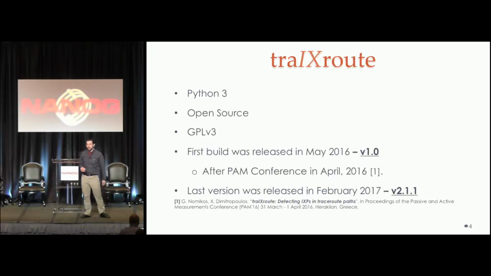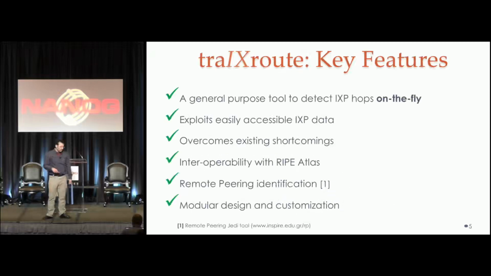So, in this work, we propose a new tool, traIXroute, to detect and identify if and at which hops in the traceroute path we have crossed an internet exchange point. We developed this tool in Python 3. Of course, it's open source, so everyone can contribute. It's licensed under GPL version 3. We announced the first release in May last year, directly after our publication at the PAM conference. And the good news is that last week we also announced the latest version of the tool.